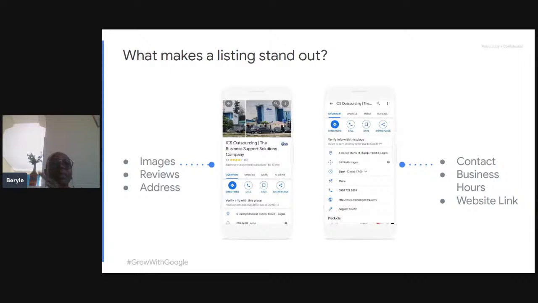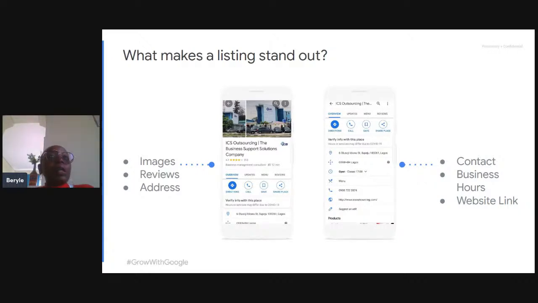So what really makes your listing stand out when you want to create a Google My Business profile? The first thing, before anything, make sure that when you're creating the profile, you're using your business name. It helps your clients find you easily. If it is Bush and Events Africa, that's the name that you're going to use for your Google My Business profile.